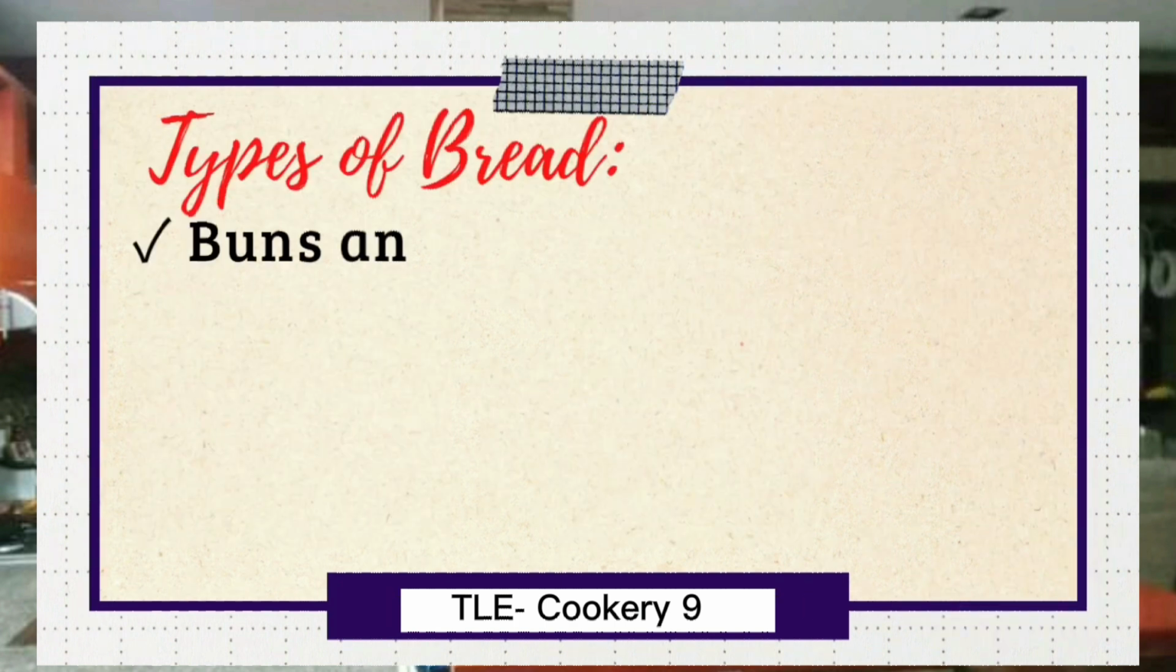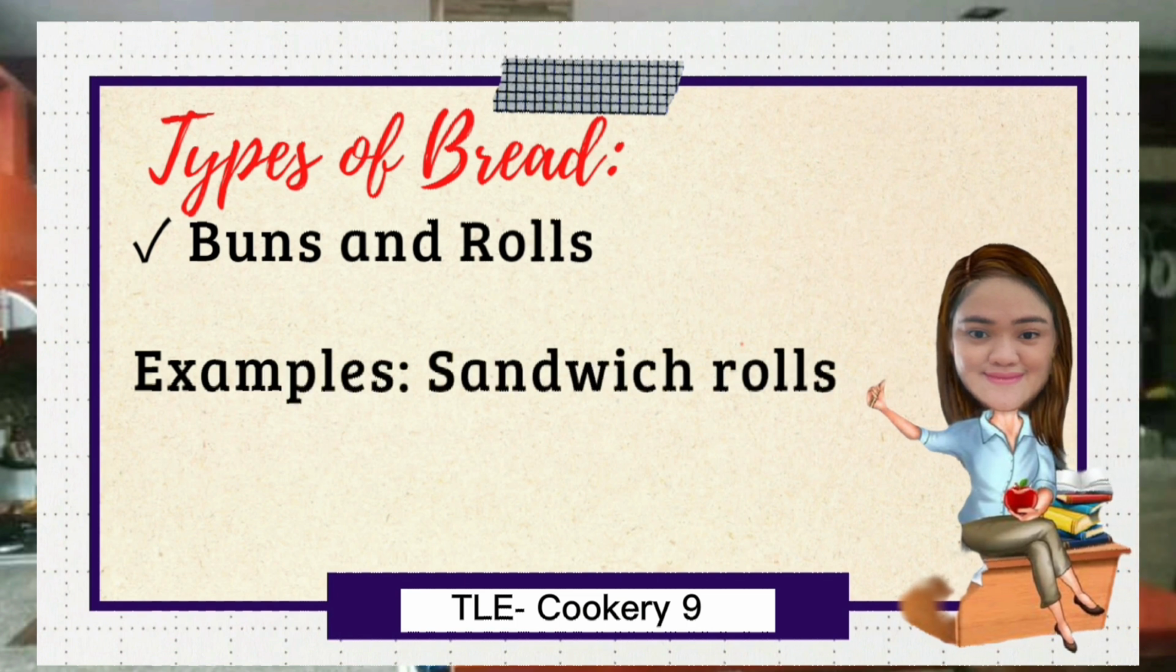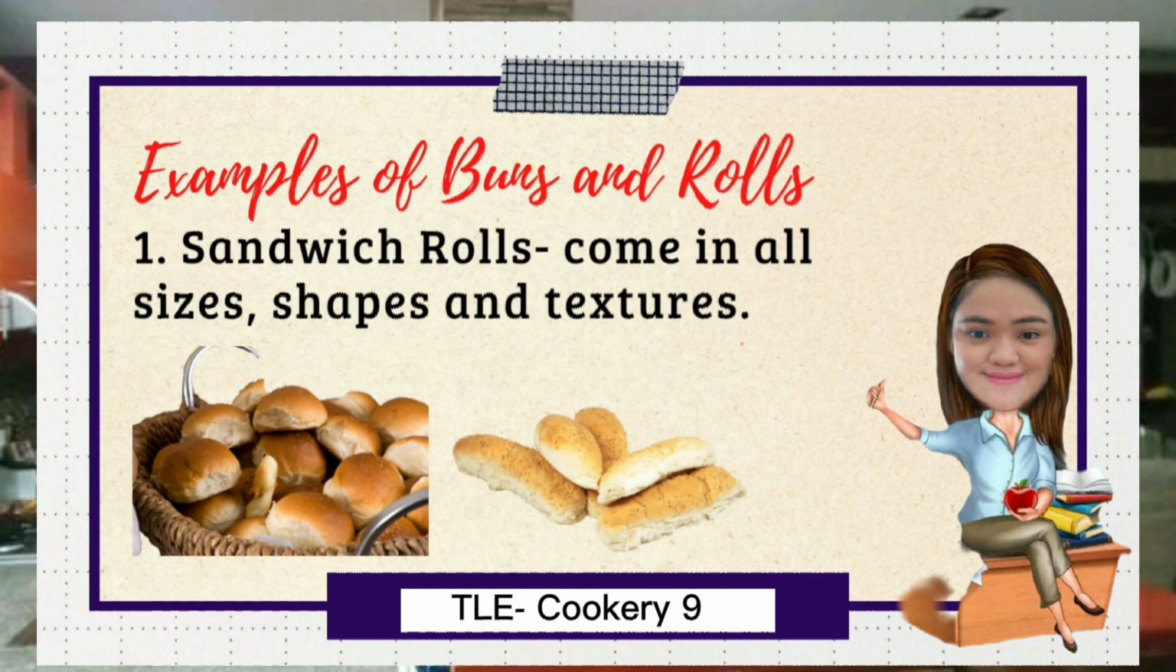The next type of bread, the buns and rolls. Examples are sandwich rolls, and French and Italian bread. Example of buns and rolls, the sandwich rolls. It comes in all sizes, shapes, and textures. The softest include hamburger buns and hot dog rolls.